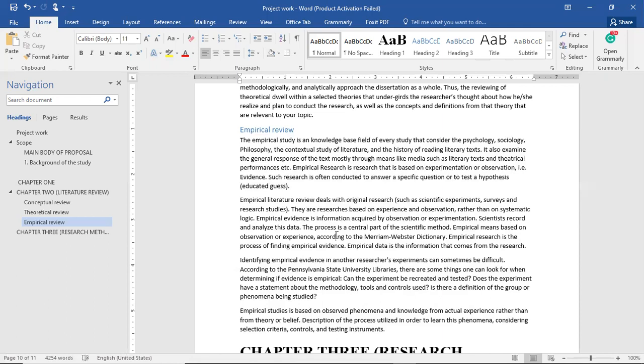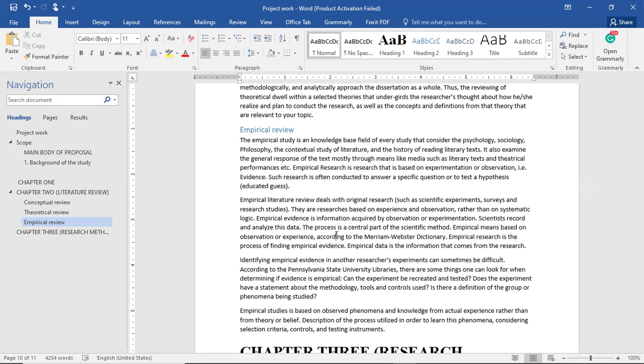And what is that empirical evidence? It is empirical data. And this empirical data is the information that comes from the research. So I've stated three terminologies over here: empirical evidence, empirical research, and empirical data. The evidence is based on the research. The research is also based on the data you are getting. So these three terminologies, don't forget them.